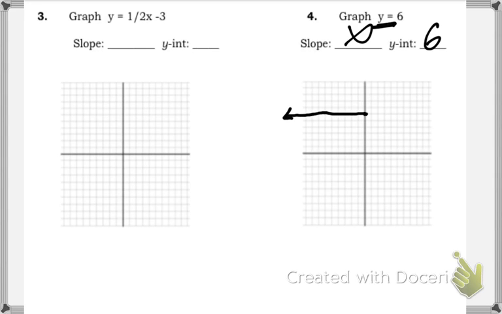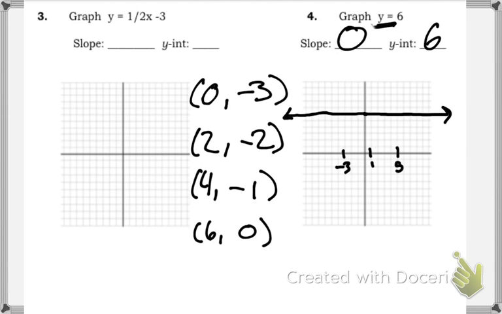I'm going to have a line that runs horizontally. Since we have y equals 6, in this case, x doesn't matter. We're going to have y equals 6 when x is equal to 1, when x is equal to 5, when x is equal to -3, you name it, it doesn't matter.